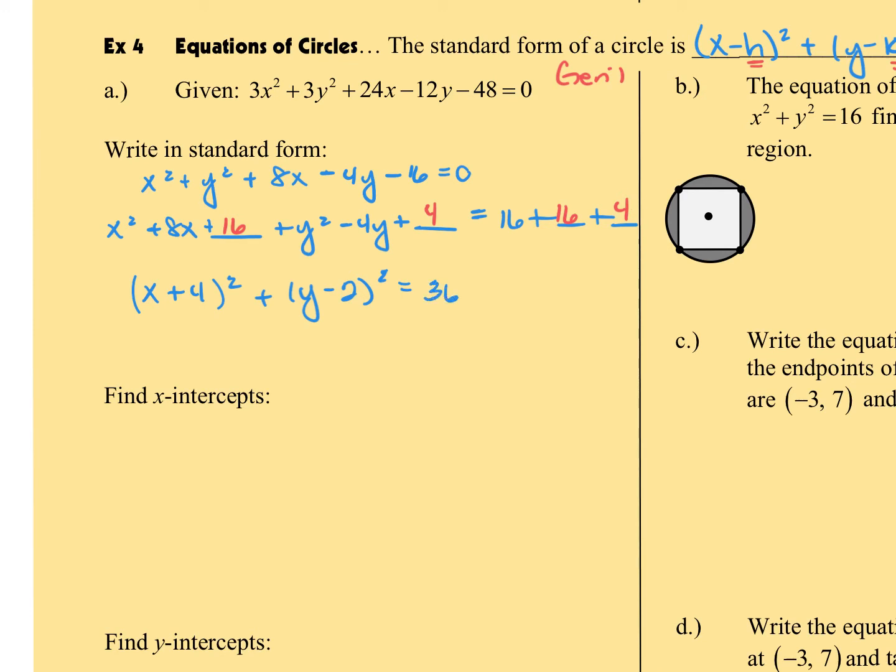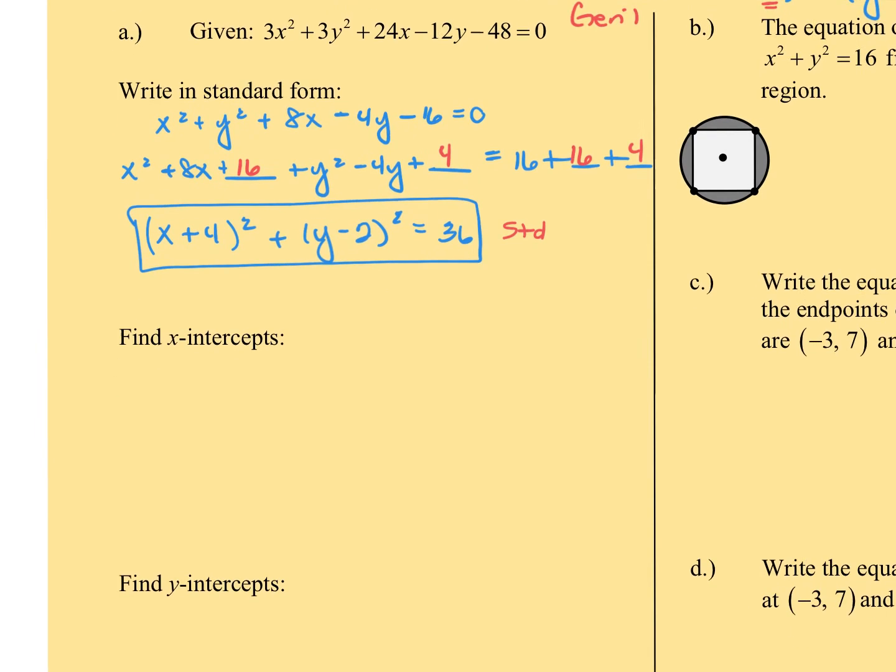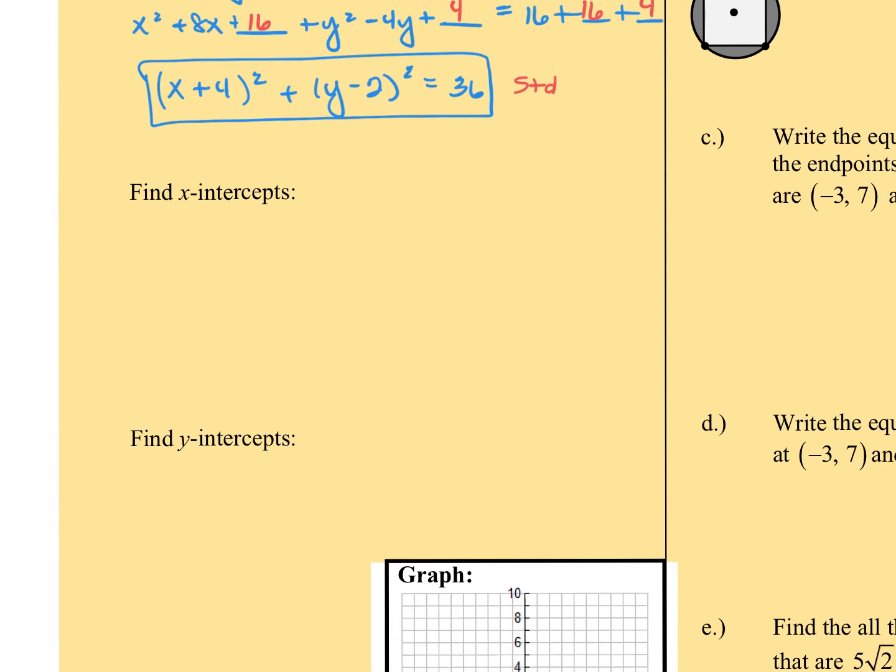So what this is going to allow me to do is graph this in just a little bit, but this will be what we will call standard form. So if the problem asks you to write it in standard form, it's wanting you to do this. Now, if it asks you to find the x-intercept and you're given this form, it's a little bit easier to do because it's all set up and ready for you to go by solving by square roots.